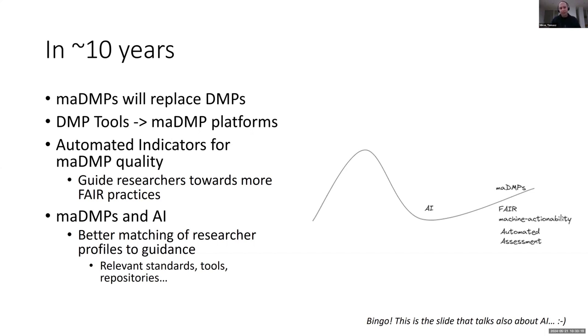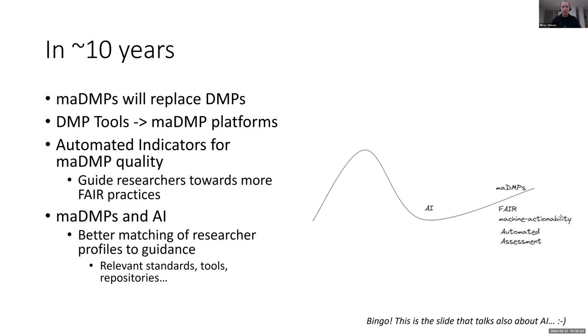I think what we'll also get within the next few years are the automated indicators for maDMP quality. So if the researcher is writing a data management plan, we can already guide the researcher: this is a good solution, this is maybe not so good a solution. This will result in a higher FAIRness of your data. This will be the lower FAIRness of your data. And of course, it would not scale if every DMP would have to be consulted by some expert data steward, or whatever the role is called.